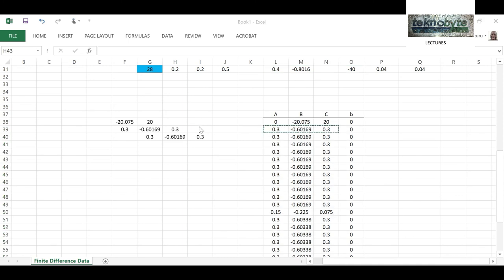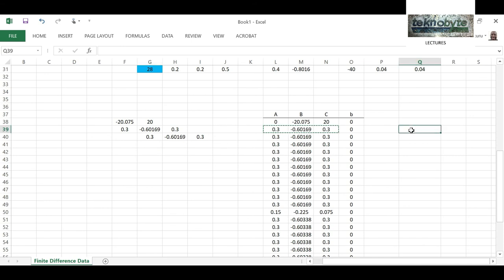If you recall, our n by n matrix looks like this. What we are going to do is eliminate 0.3 to begin with. Using this value here, the way to do it is to multiply the whole of this row by minus 20.075 divided by 0.3, and then we subtract the first row.